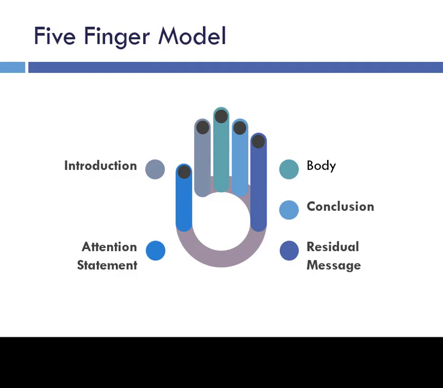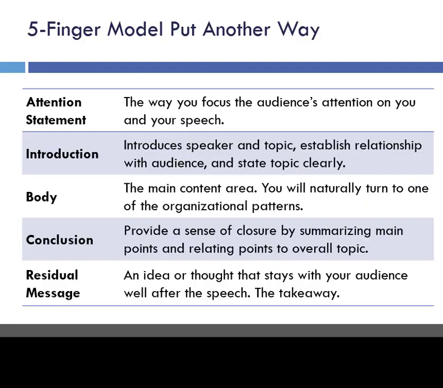So let's begin with your attention statement, or your attention getter. This is the way you're going to focus the audience's attention on you and your speech. There's a lot of different ways, and your book goes through this too, that you can persuade your audience to be interested in what you're saying. The introduction should introduce you and the topic, establishing a relationship with the audience, and then be really clear on what the topic is so that the audience knows why they are listening. Now there are some times where you don't want to be that clear, let's say you're delivering bad news, but generally you want to be super specific about what you're trying to do here.